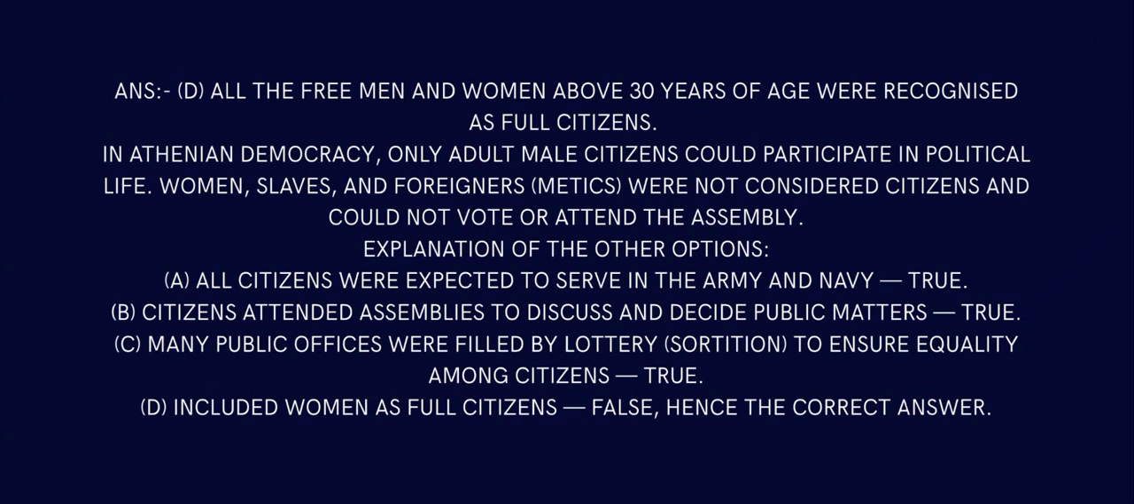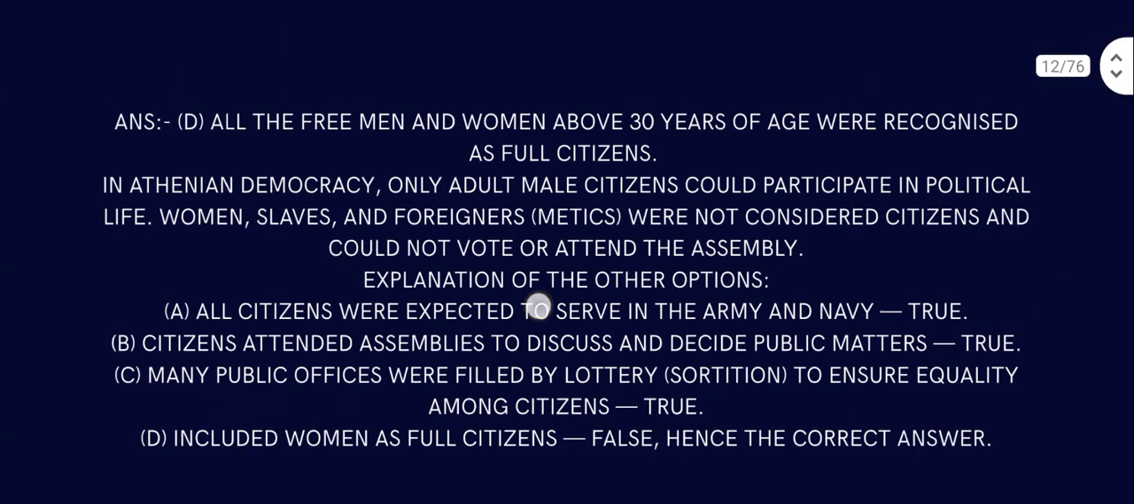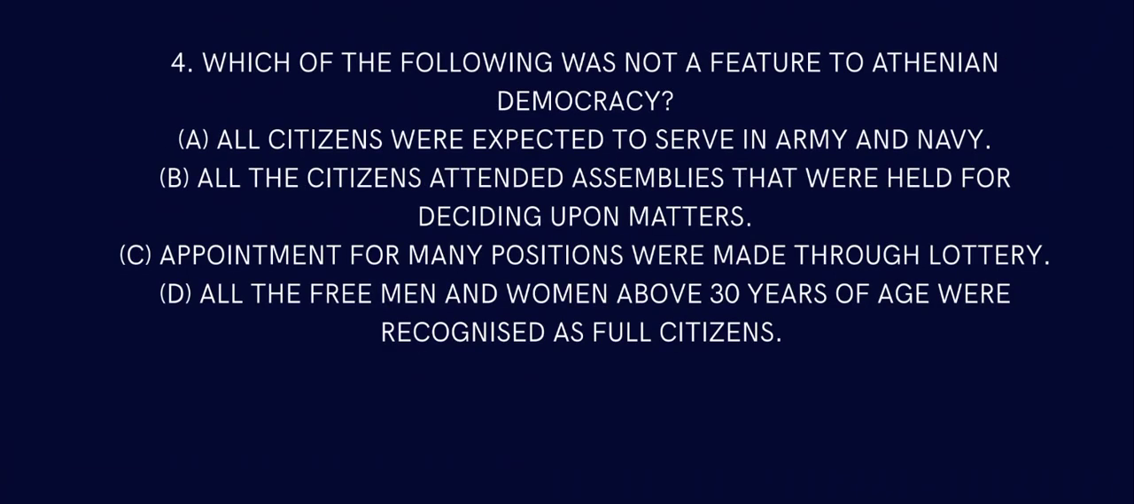That is not a feature, because women and slaves were not recognized. If the option said all the men above 30, sure, why not? But it says women and slaves were included as full citizens, which is false. Hence it is the correct answer, because the question asked which of the following was not a feature of Athenian democracy.